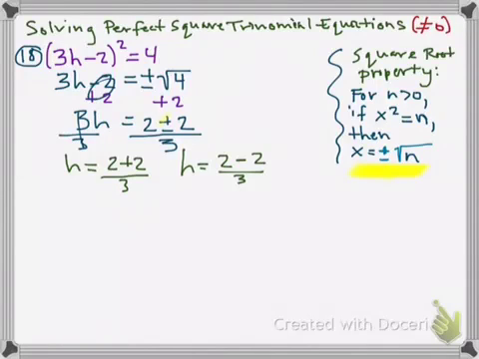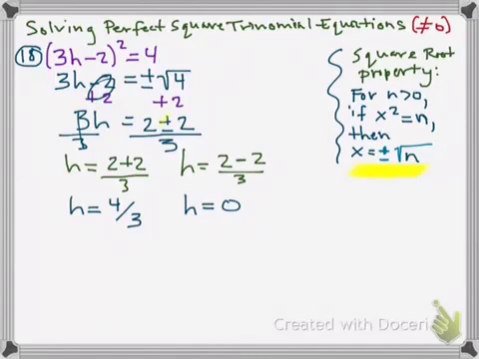And now that we've split up that plus and minus, it's not too bad to look at. 2 plus 2 is 4, and then 4 divided by 3, I'm going to leave it as a fraction. So h equals 4/3. And then for the second one, we have 2 take away 2 is 0. 0 divided by anything, any real number here, 3, that would be 0. So those are our two solutions.